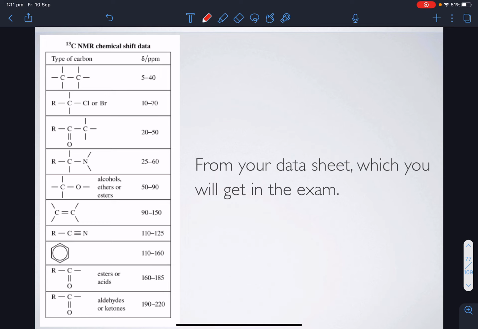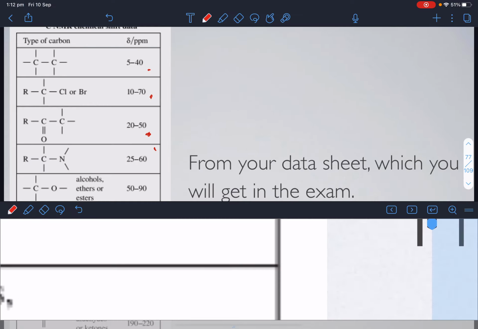So there's no need to remember them, and you'll probably have to try and assign them, okay? So there's lots of different ones. You've got your alkane carbons here. Adding on a halogen, you're in this range. If you've got a ketone kind of thing on this side, and then an amine carbon on this one, and then we've got an alcohol and ether we don't really talk about, but an alcohol or an ester in there.